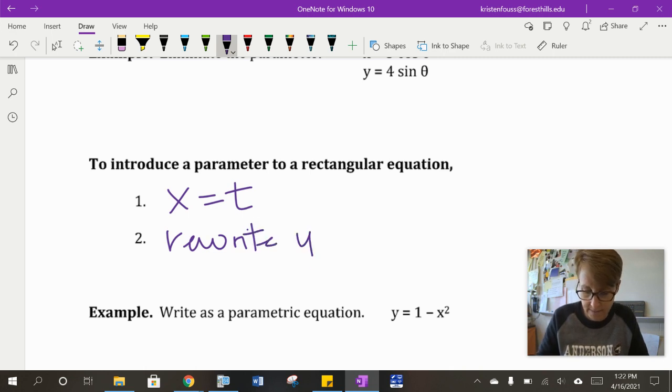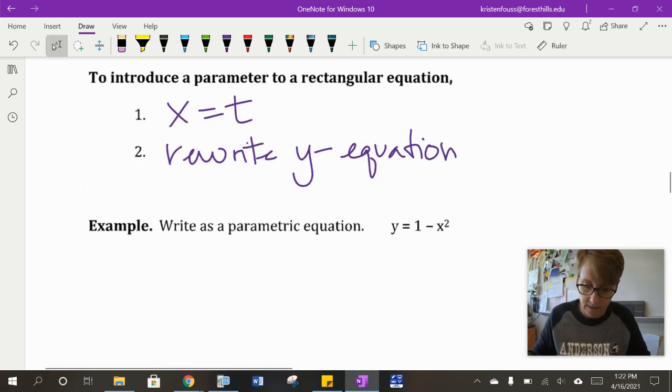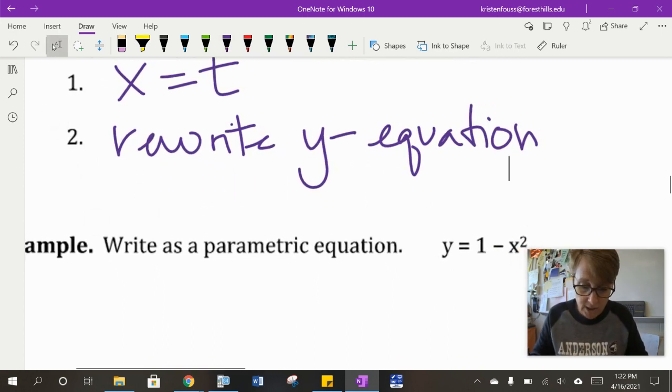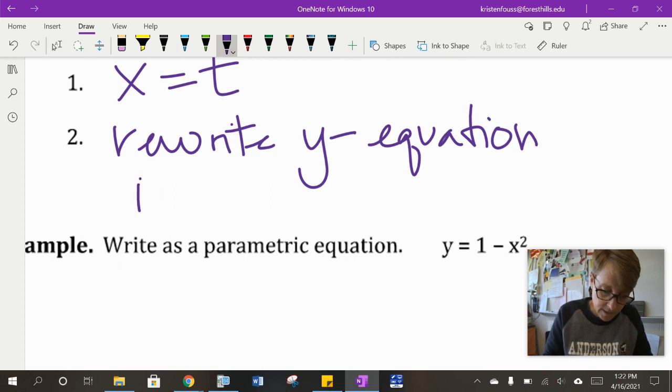Oh my goodness. In terms of t. Really? Come on. Let's see if we can make this. If we make it bigger, does that help? A little bit.